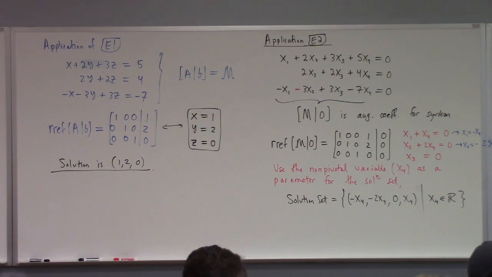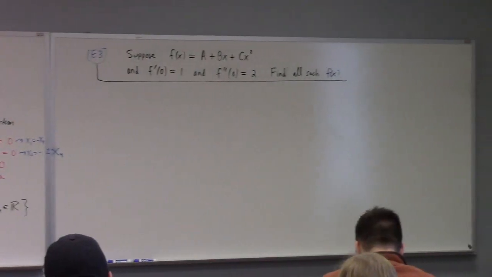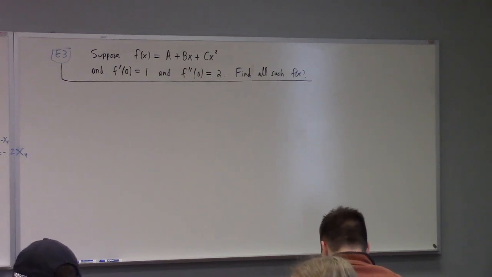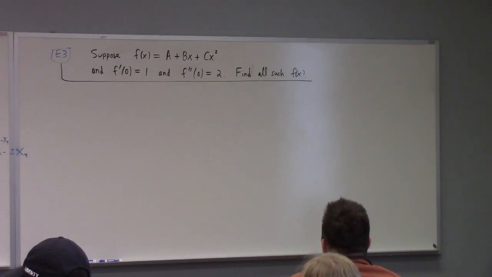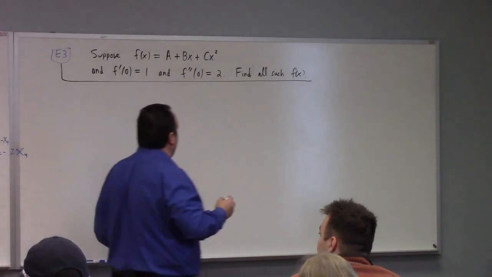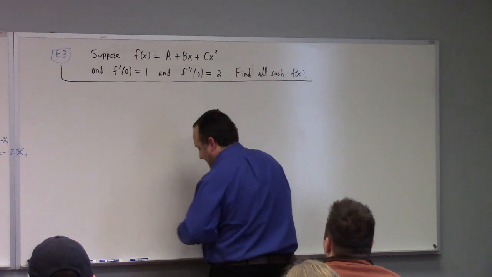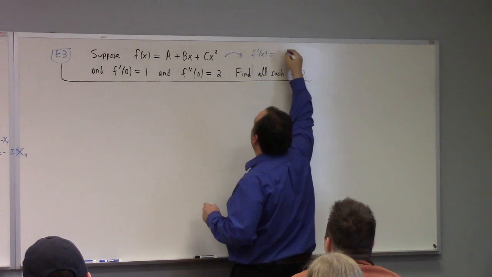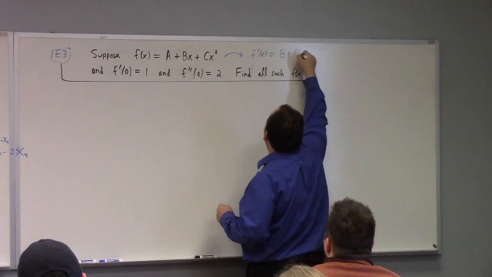So now this doesn't look like a system of equations, does it? But it is. We've got two equations, and we're going to have three unknowns here. So let's look at how this looks. For this kind of problem, my next move would be to calculate f prime. What's f prime? We've got b plus 2cx, right?